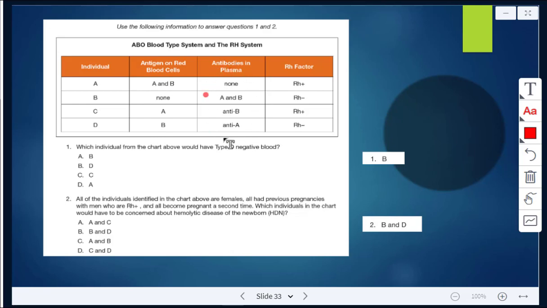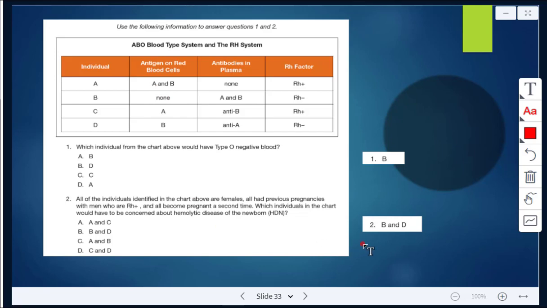These are their antibodies in their plasma. So individual A does not have any antibodies in their plasma. Individual B has antibodies A and B. Individual C has anti-B, and individual D has anti-A. And lastly, Rh factors. Person A is Rh positive, person B is Rh negative, person C is Rh positive, and person D is Rh negative. So it says which individual from the chart above would have type O negative blood. All right, so the answer is B, because they don't have antigens on their red blood cells.